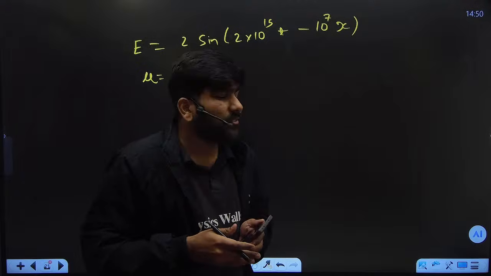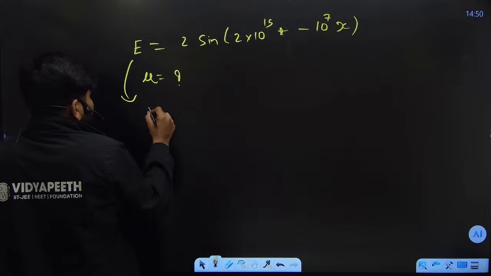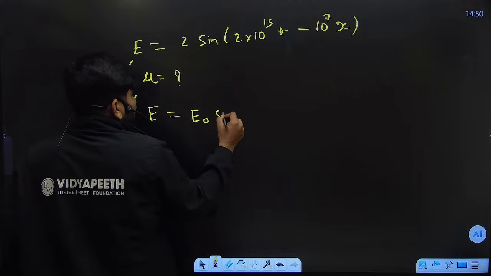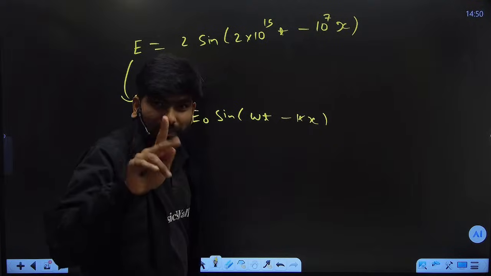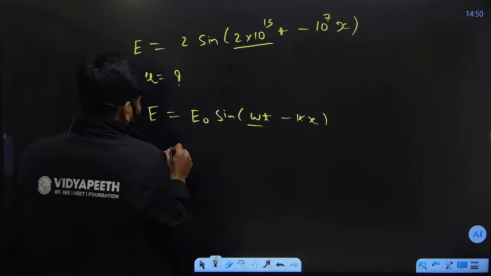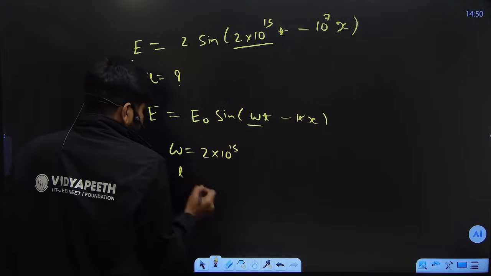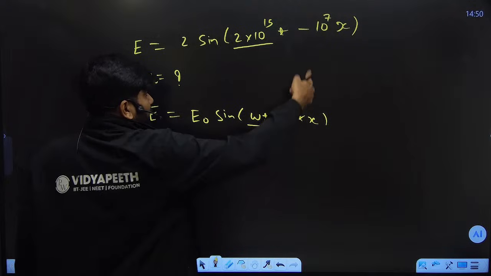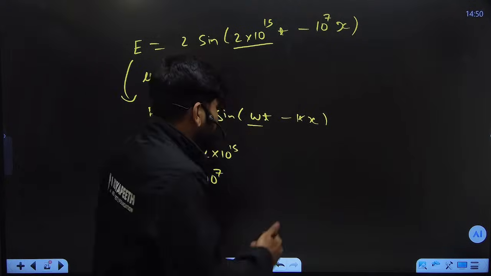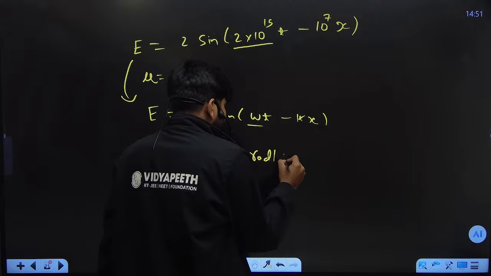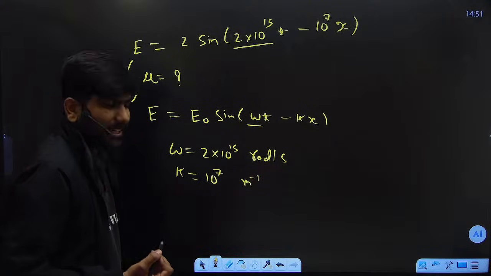Now, if we look at this equation and compare it with the general equation of the electric field, E0 sin(ωt − kx), we can conclude two things. That ω is going to be basically how much? 2 × 10^15, and k is going to be how much if we compare directly? 10^7. If you want units, ω is in radian per second, and the unit of k, we know, is per meter, right?